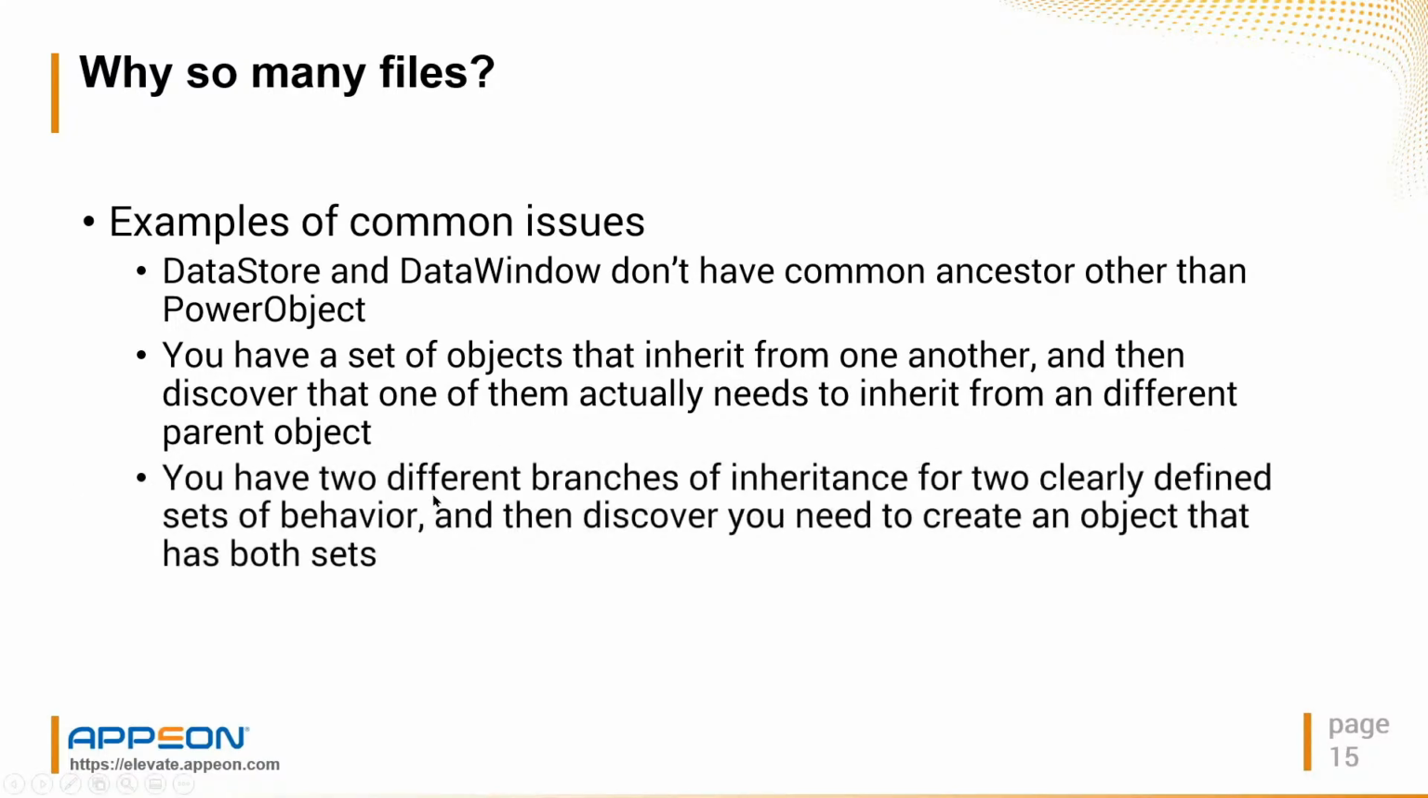Or a third scenario here is that you have class A, and you have two classes, B and C, that each inherit independently off of A and have their own specific behaviors. But then you discover later you need to create an object D, but object D needs to do things that both B and C do. And with inheritance, at least in PowerBuilder, you can't have multiple ancestors. So you're kind of stuck.